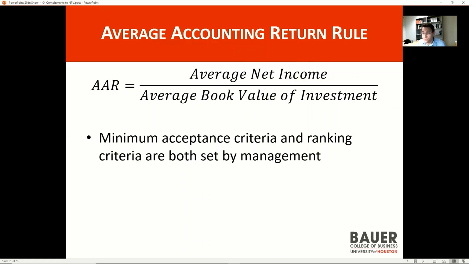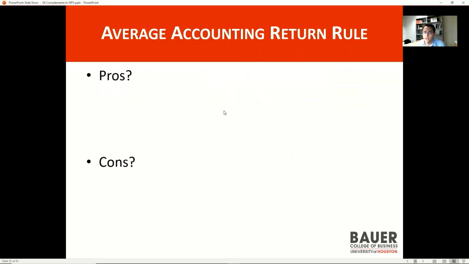So investors care about these numbers. Accounting numbers are very important for investors, and for that reason, companies may care about a measure like this to try to convey that information to investors. Okay, so that's a pro. It's trying to get at those information problems that are such an issue for NPV.